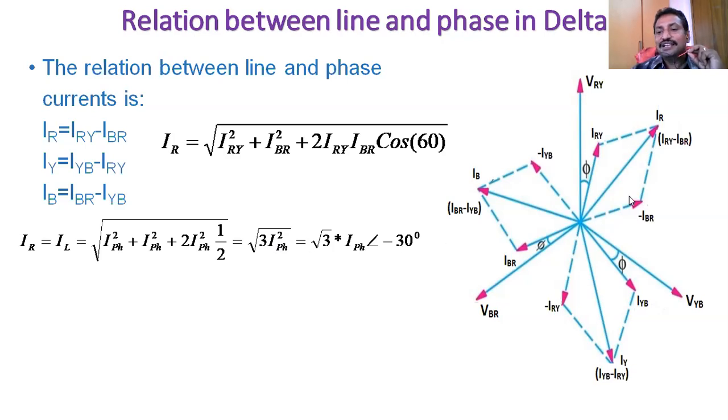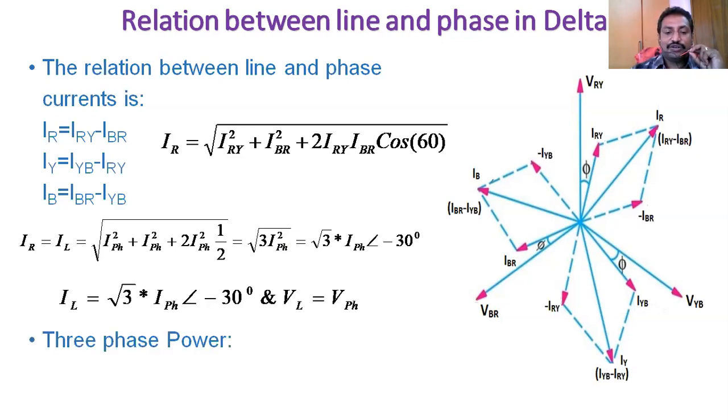Why? See here, this is the line current, and this is the phase current. Which one leads? Phase current leads, and line current lags. So automatically the line current lags by an angle of 30 degrees, and that lagging is represented with minus. Therefore, here VL is equal to V phase.